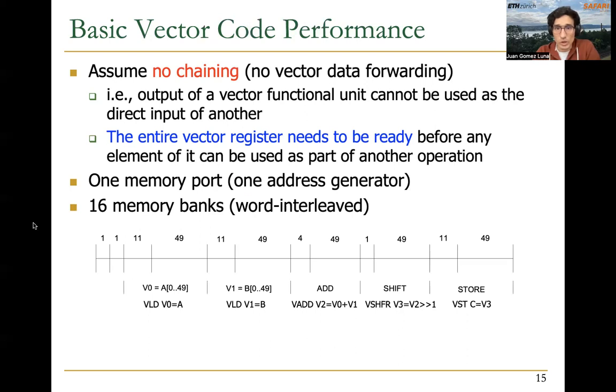So if we execute our program in a vector processor of these characteristics, we will first spend 2 cycles on loading vector length and vector stride. Then we have these 11 plus 49 cycles that correspond to the first vector load. Then 11 plus 49 more cycles for the next vector load. Then 4 plus 49 for the vector add. Then we have the shift operation, and finally we have the store operation. So in total, this takes 285 cycles.